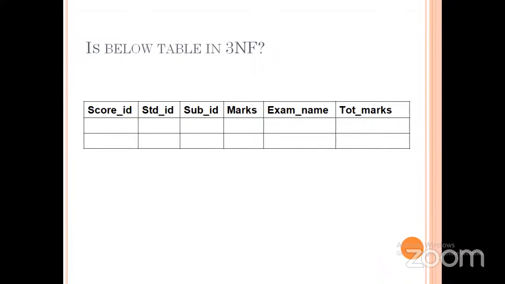Now you have to say whether this table is 3NF or not. 3NF means it should satisfy 2NF plus it should not have any transitive dependency, right?